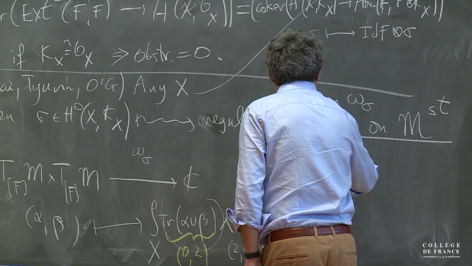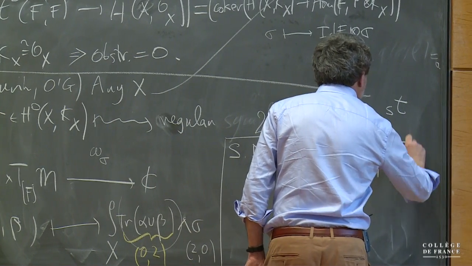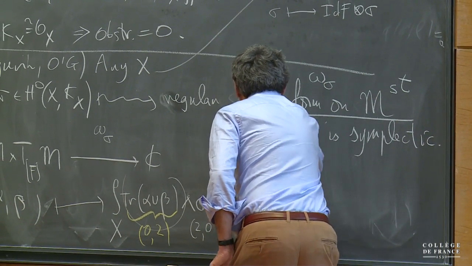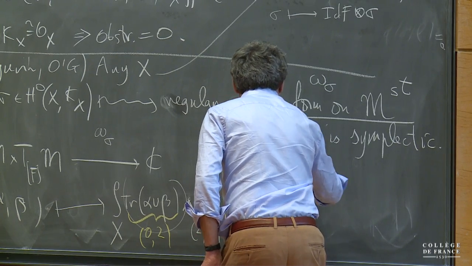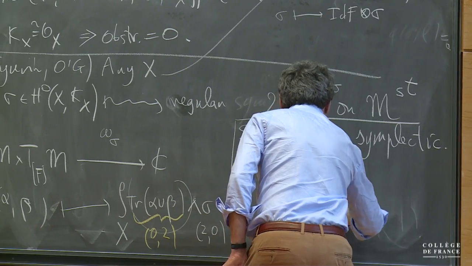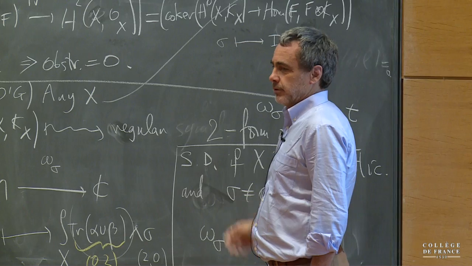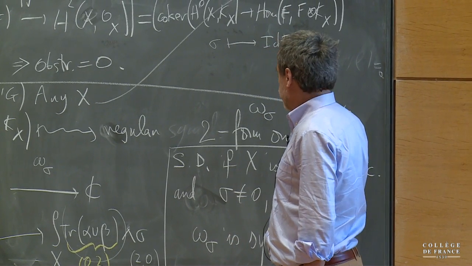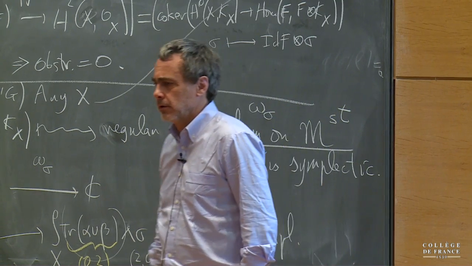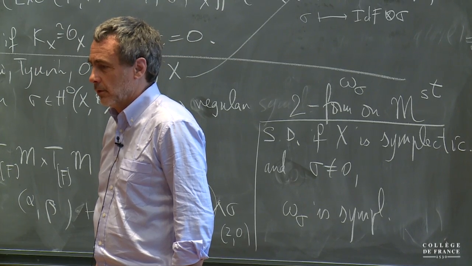gives you that if X is symplectic, and sigma is different from 0, omega sigma is symplectic. I mean, you have to check that it's closed, right? So there is something to be proved. Okay? With this formal definition of the two-form, it's not so easy to show that it's closed.